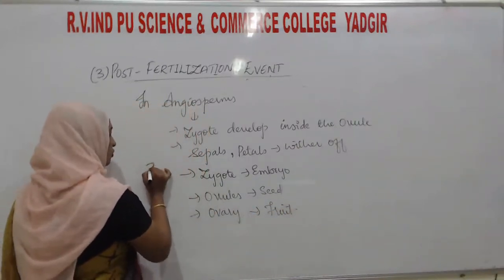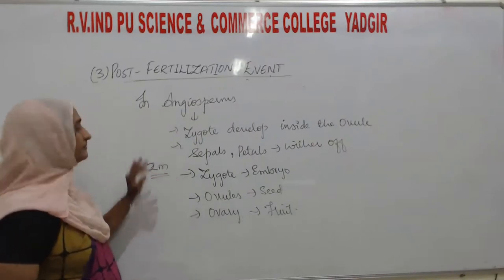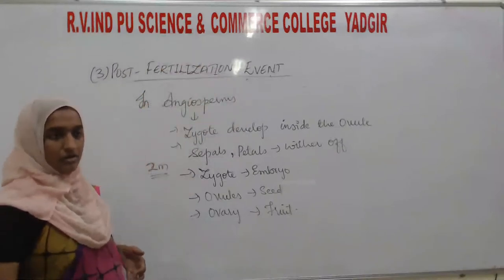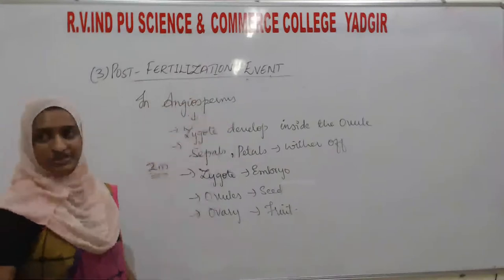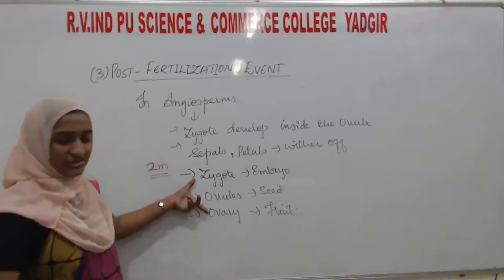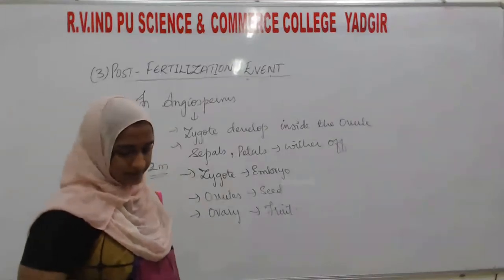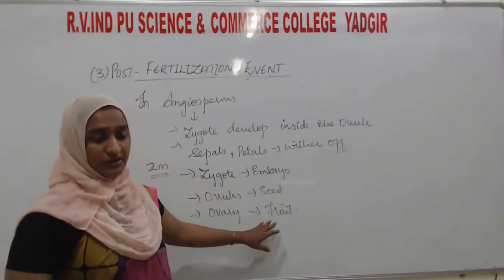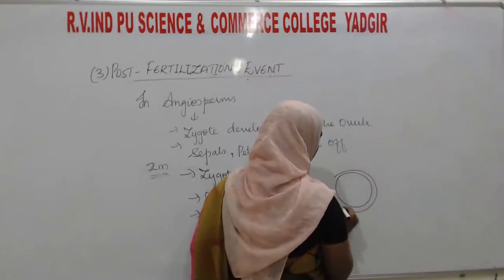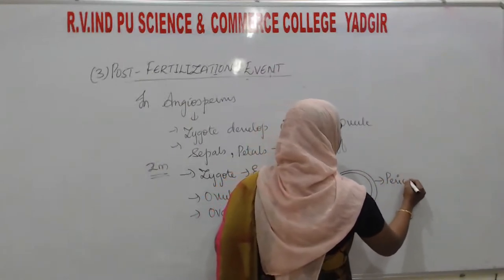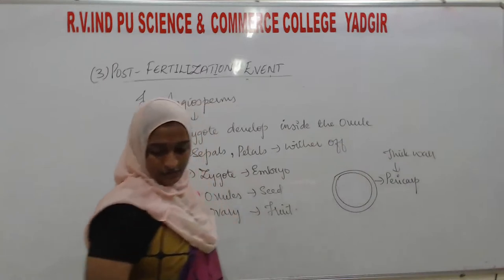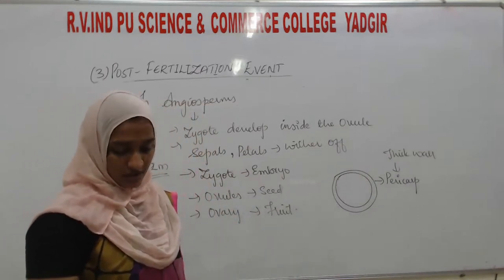Sometimes they will ask for 2 marks: explain the post-fertilization events in the plants. Post-fertilization events in angiosperms. This will be asked for 2 marks. If you write this many points, that will be enough. These 3 points are very important. Okay, so here the ovary which develops into the fruit develops a thick wall. That thick wall is known as the pericarp. The thick wall around the fruit is known as the pericarp, which is protective in function.